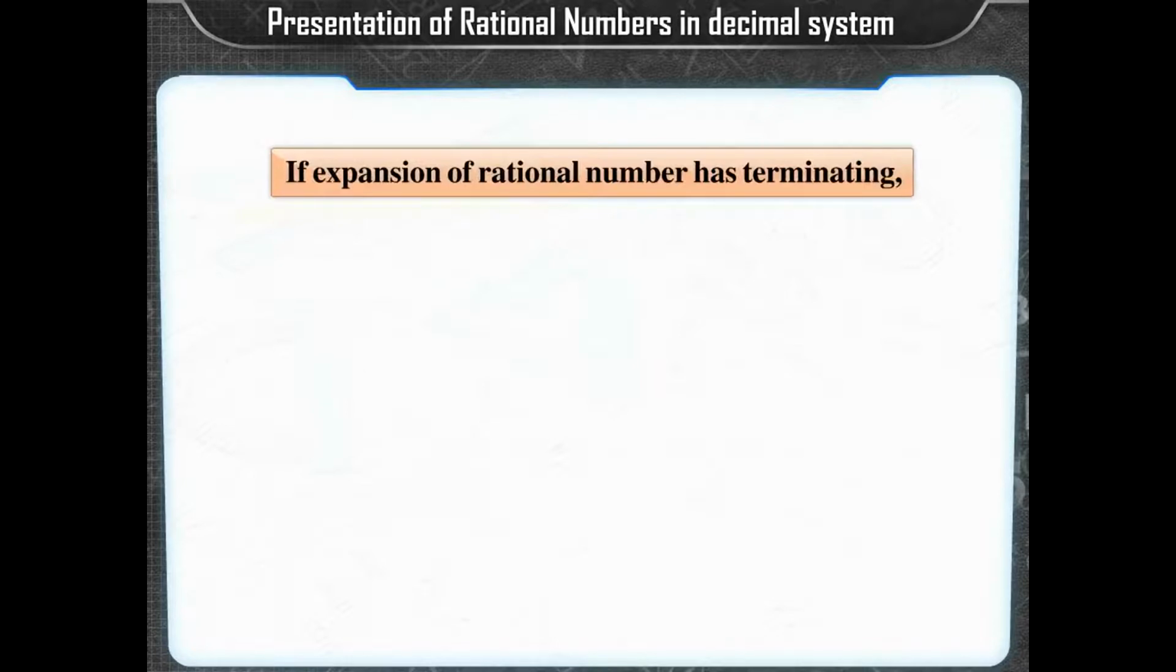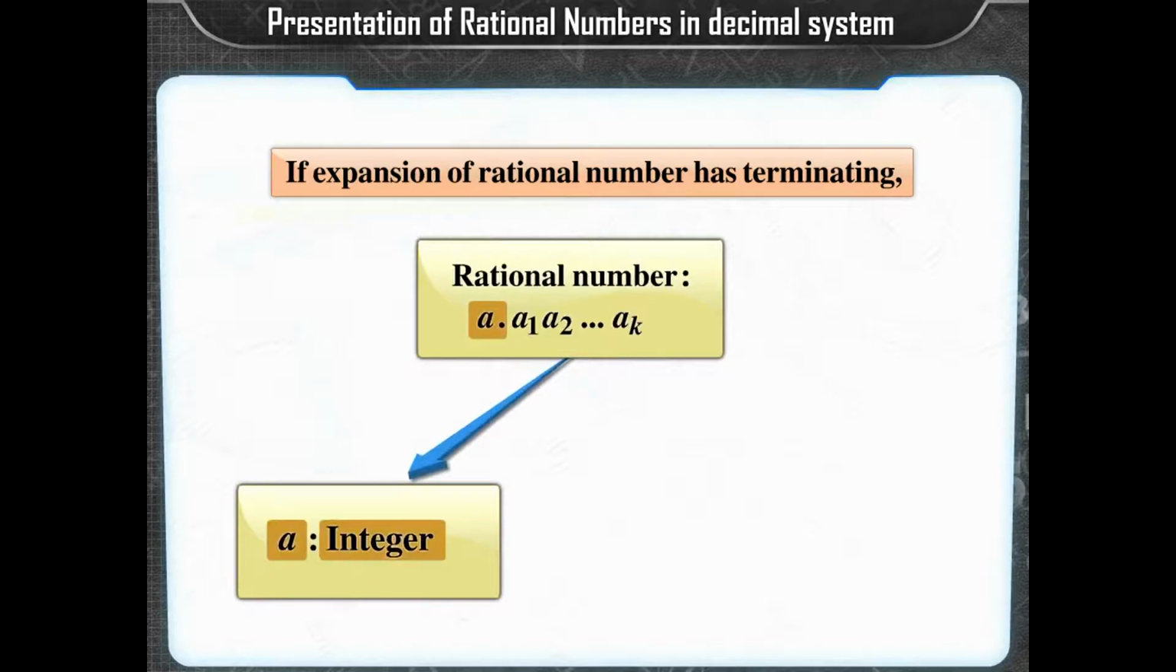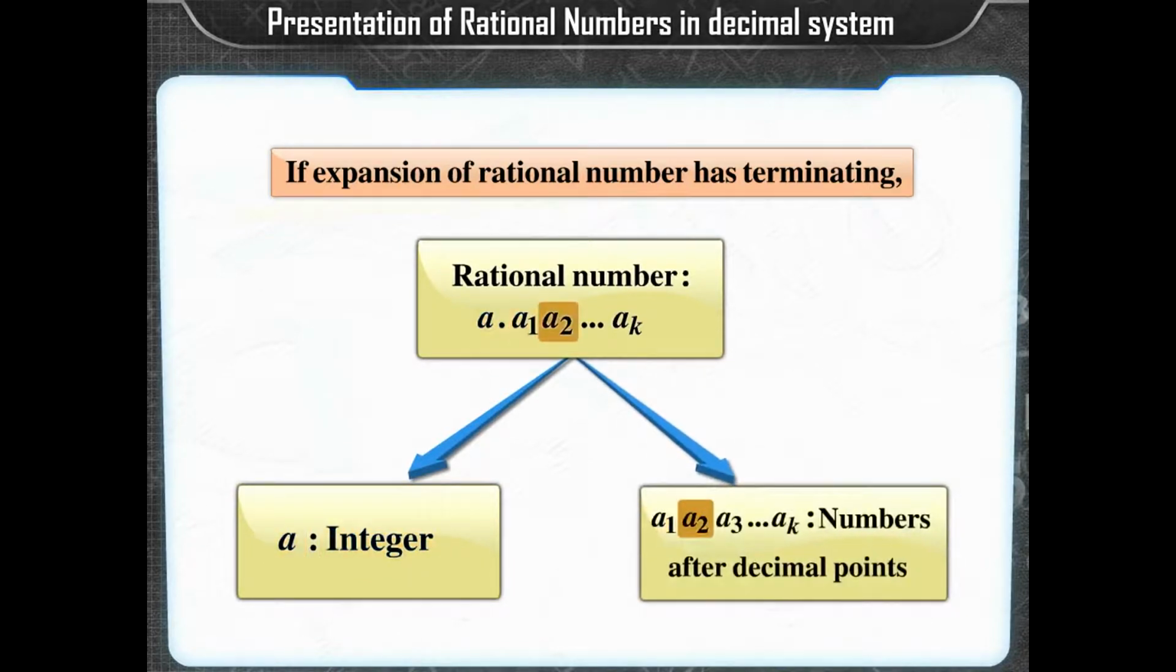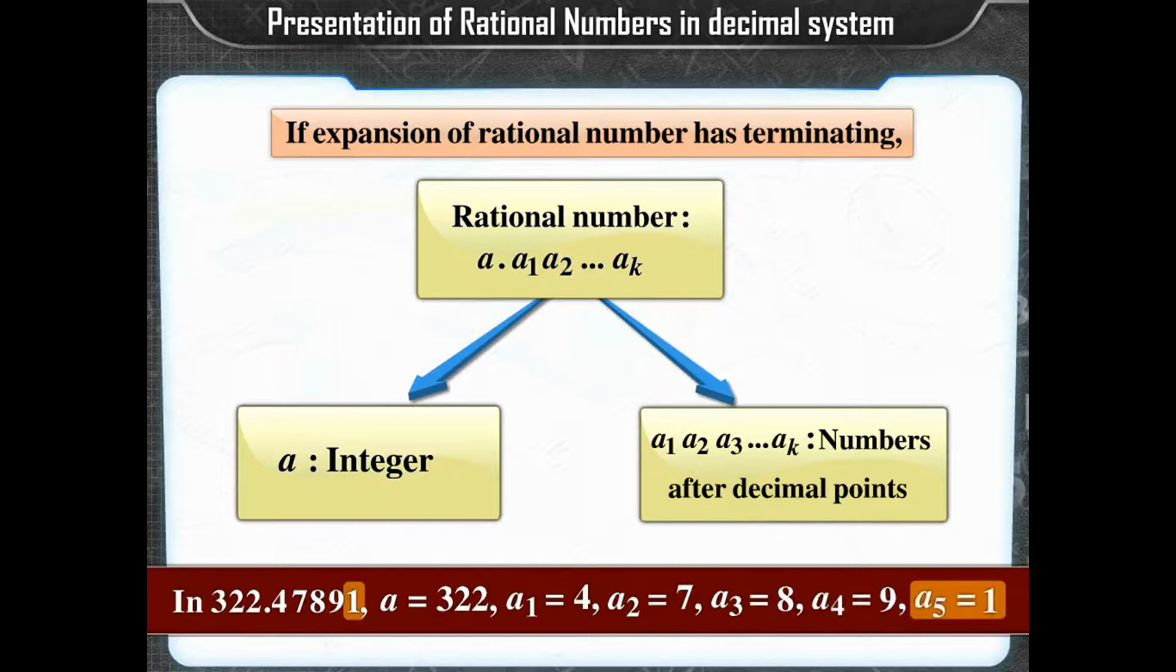If the expansion of a rational number is terminating, then it is in the form A.A1, A2 up to AK, where A is an integer and A1, A2, A3 up to AK are numbers after the decimal point. In 322.47891, A is equal to 322, A1 is equal to 4, A2 is equal to 7, A3 is equal to 8, A4 is equal to 9, A5 is equal to 1.